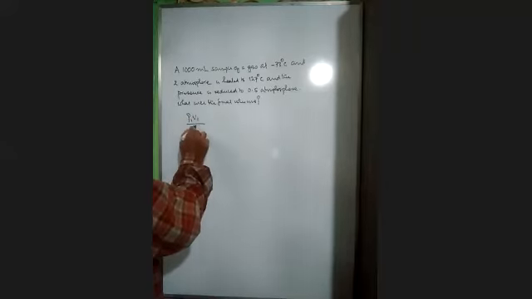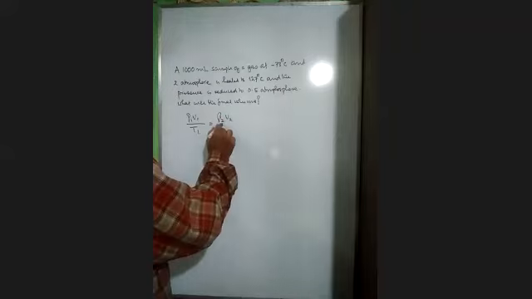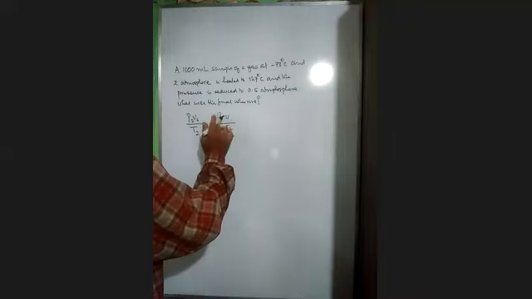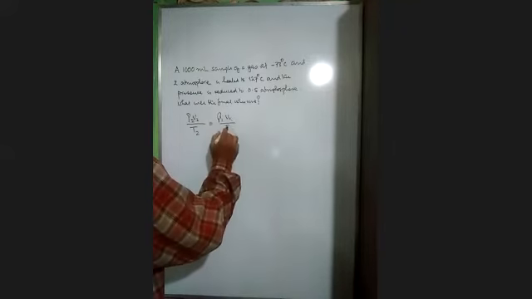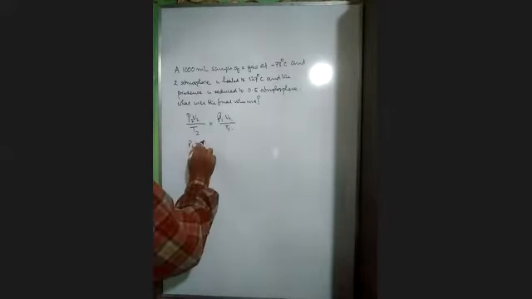Find, get the equation that P1 V1 by T1 is equal to P2 V2 by T2. Okay, I'll write now here P2 V2 by T2. Why am I writing? Because this is the initial and this is the final. Now what is P1? P1 they have mentioned. What is it? 2 atmosphere.